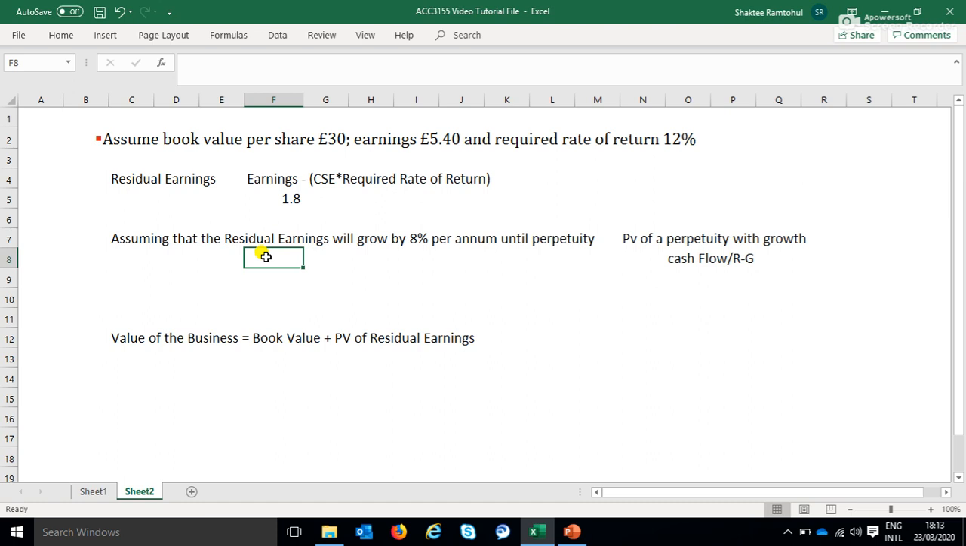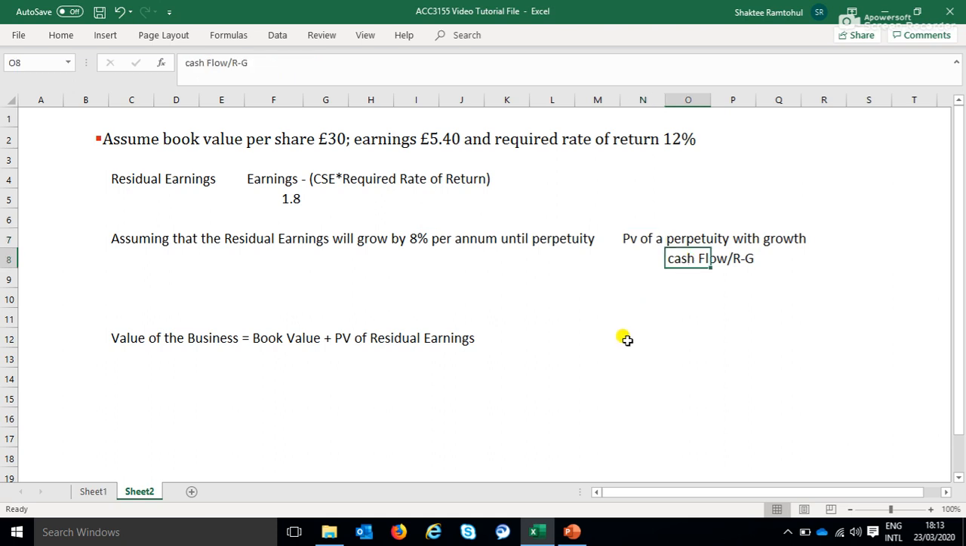Now, what's the deal here? The deal is this. Of course, we won't be operating the business just for 1 year. We'll be continuing the business in the foreseeable future. And the assumption is that residual earnings will grow by 8% per annum until perpetuity. Now, if you want to discount the residual earnings, we've learned from class that this is just the present value of a perpetuity with growth, and I'll put down the formula here.